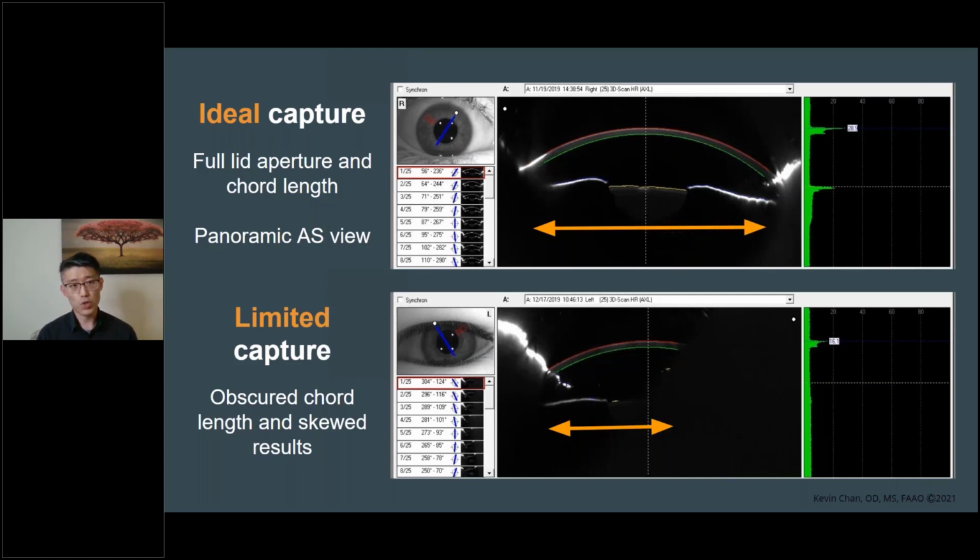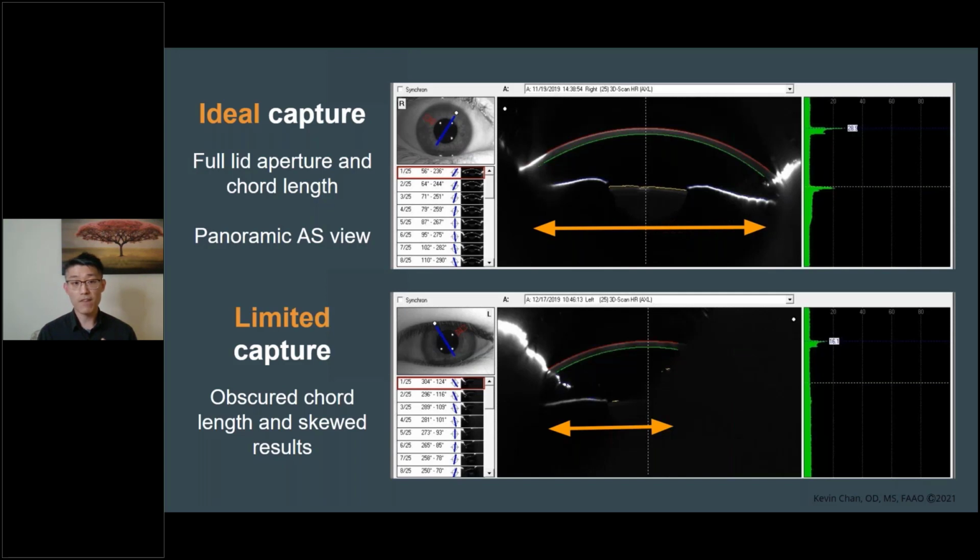So the way I'm showing you here is that the top half of the image shows what the ideal capture looks like. Essentially, you want to make sure the patients open the eye with full aperture in order to capture the full size of the cornea.